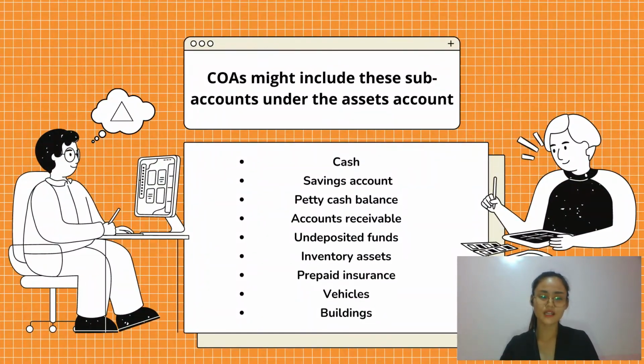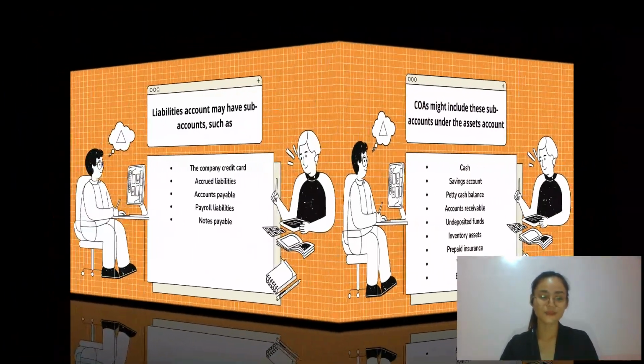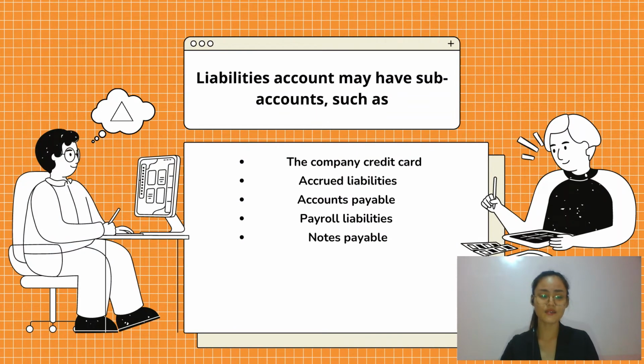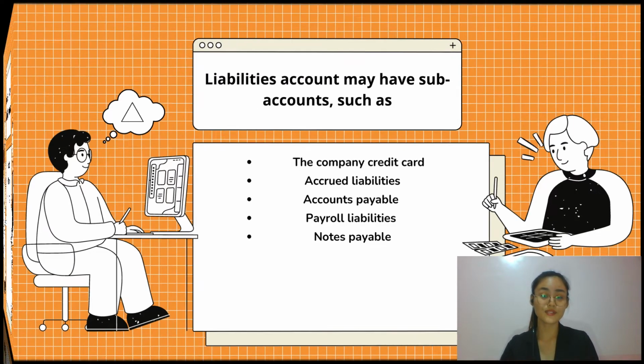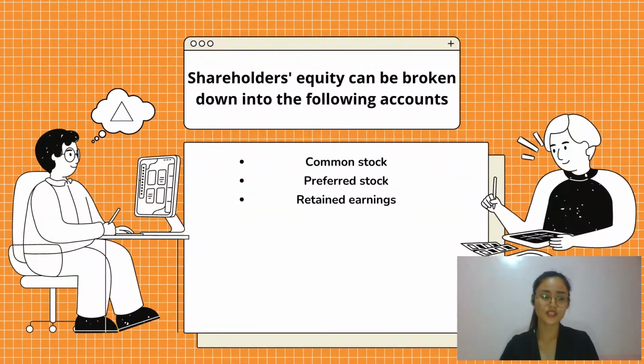So COAs might include these sub-accounts under the assets accounts. First, cash, then savings account, petty cash balance, accounts receivable, undeposited funds, inventory assets, prepaid insurance, vehicles, and buildings. Another one, the liabilities account, may have sub-accounts such as the company credit card, accrued liabilities, accounts payable, payroll liabilities, and notes payable. Then the third one, which is the shareholders' equity, can be broken down into accounts such as common stock, preferred stock, and retained earnings.